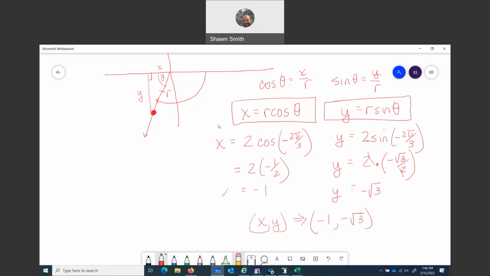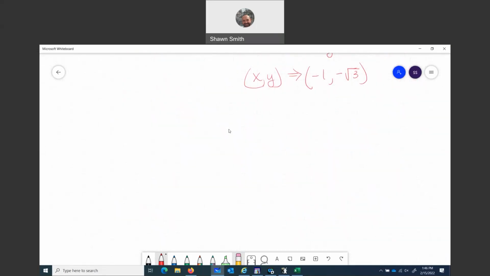So always plot, no matter if you're going from rectangular to polar, polar to rectangular, it's always good to plot what's given, plot what you get, and your final answer is to make sure it agrees. Let's see if I can find an example where we've got to make some adjustments. Let's convert negative 1, negative square root of 3 to r, theta.